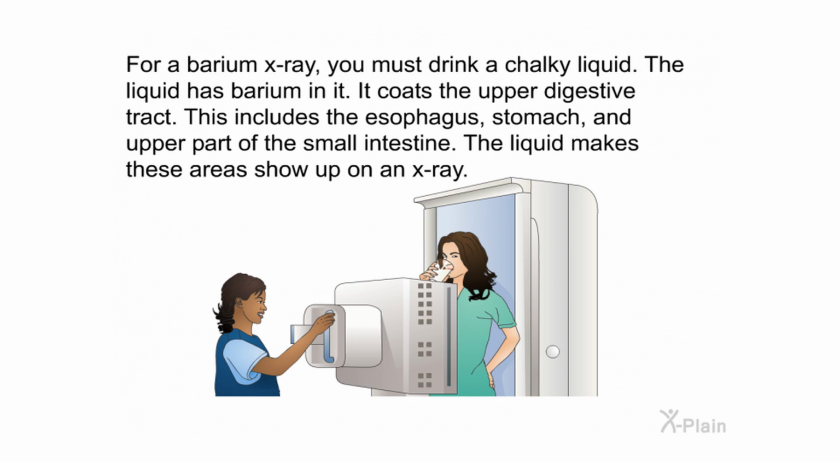For a barium X-ray, you must drink a chalky liquid. The liquid has barium in it. It coats the upper digestive tract. This includes the esophagus, stomach, and upper part of the small intestine. The liquid makes these areas show up on an X-ray.